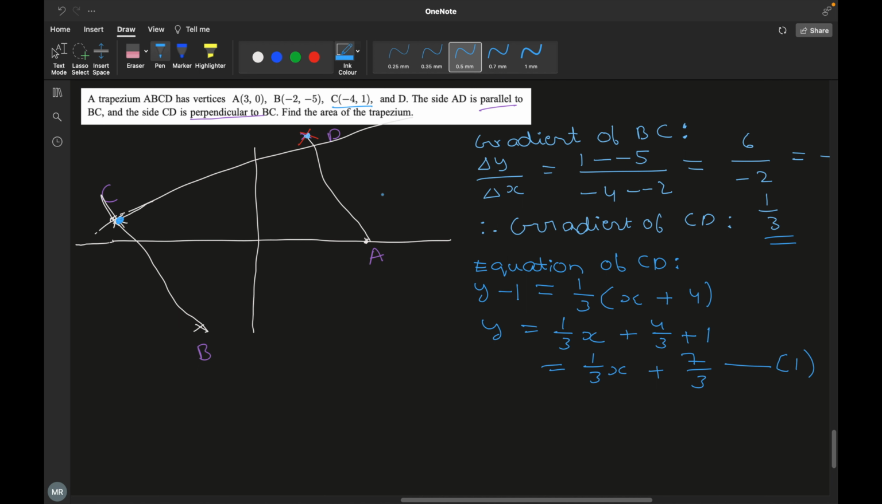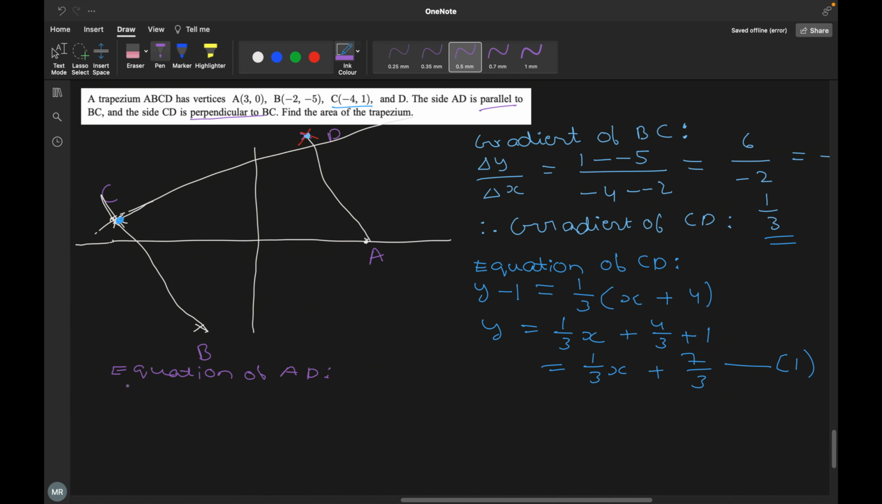Okay, and now we're supposed to find the equation of AD. So we're given that AD is parallel to BC. We found the gradient of BC, which is -3. So let's find the equation of AD.